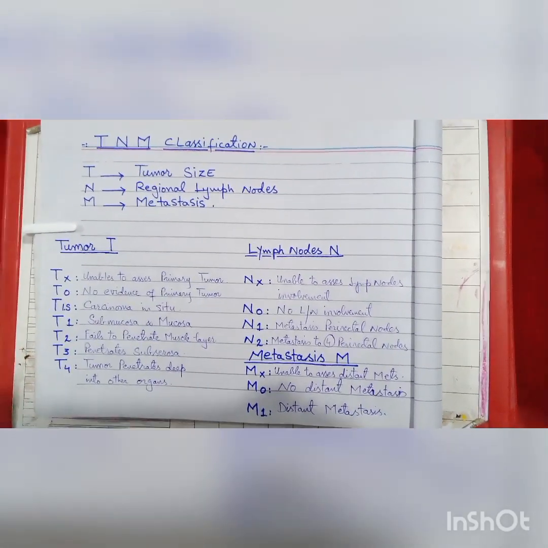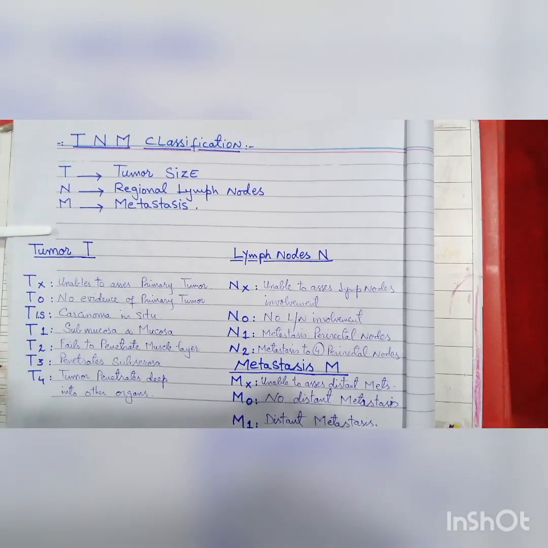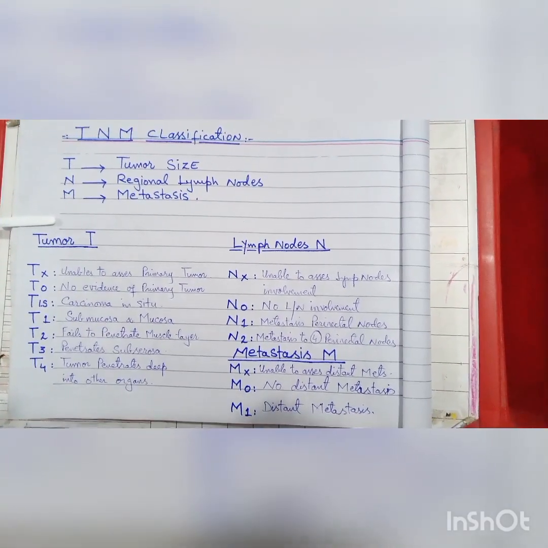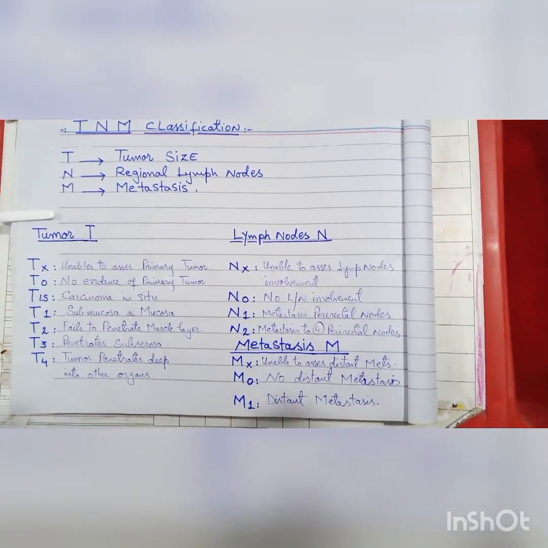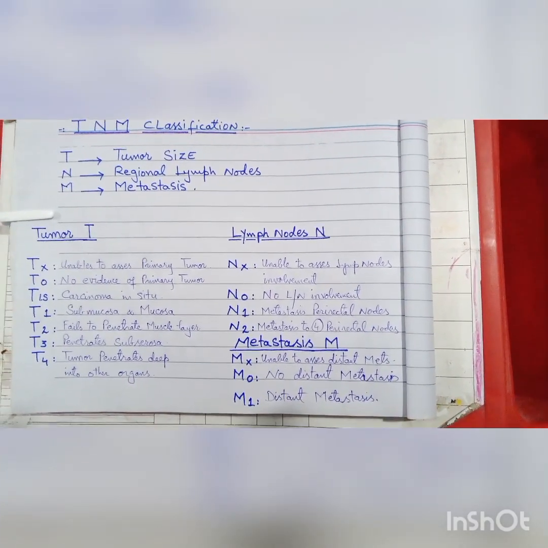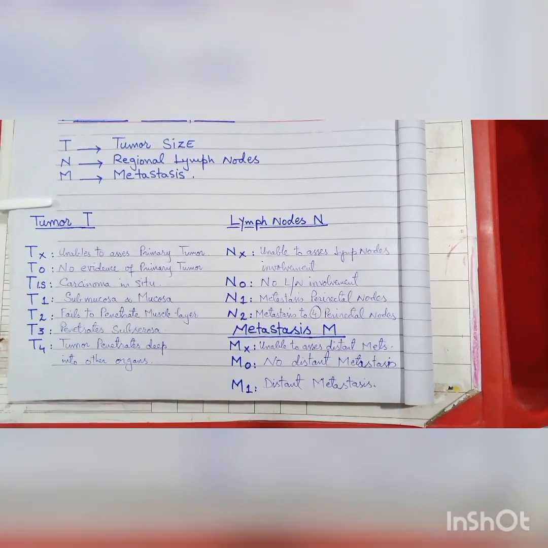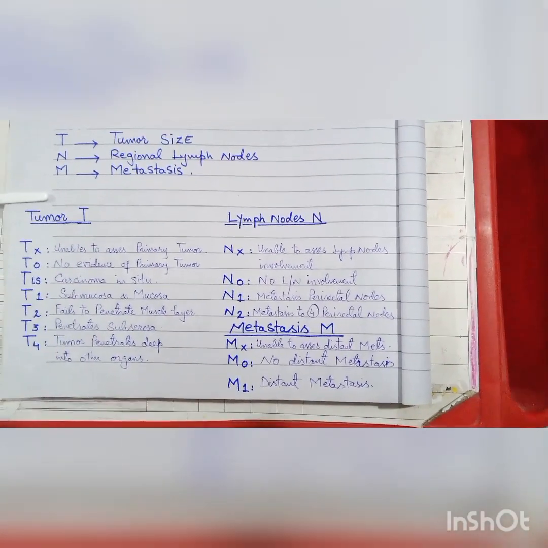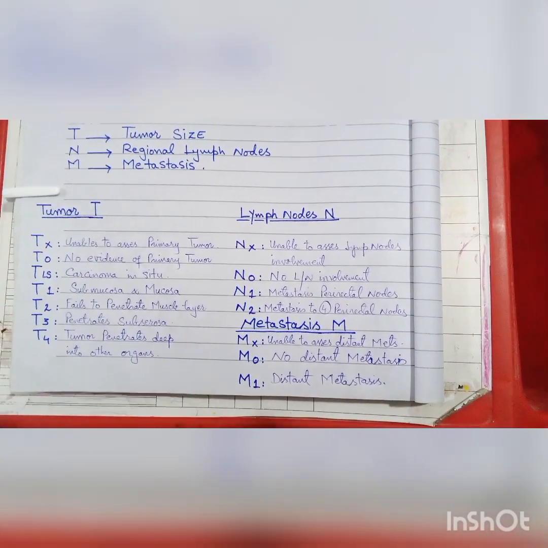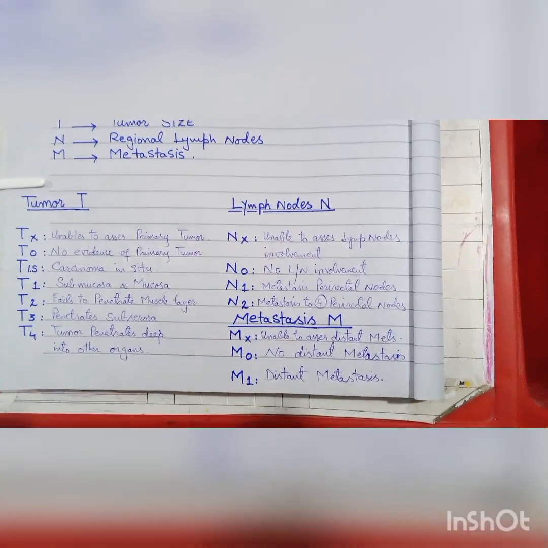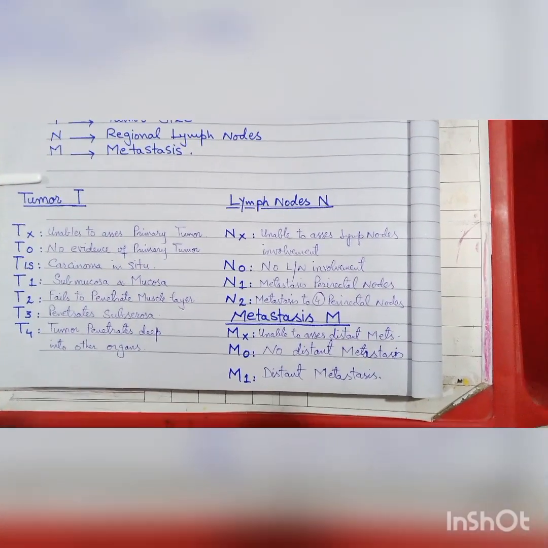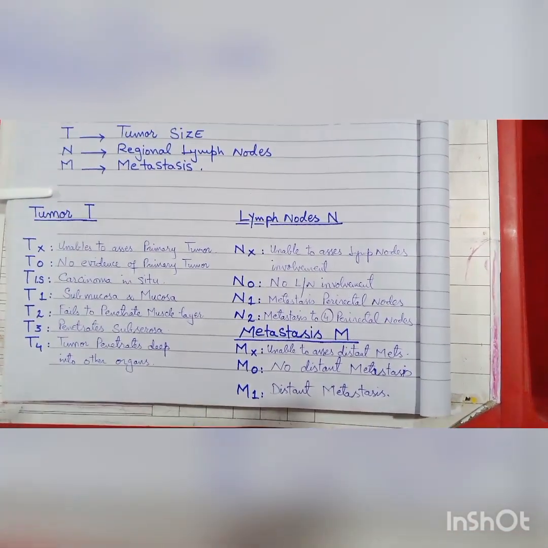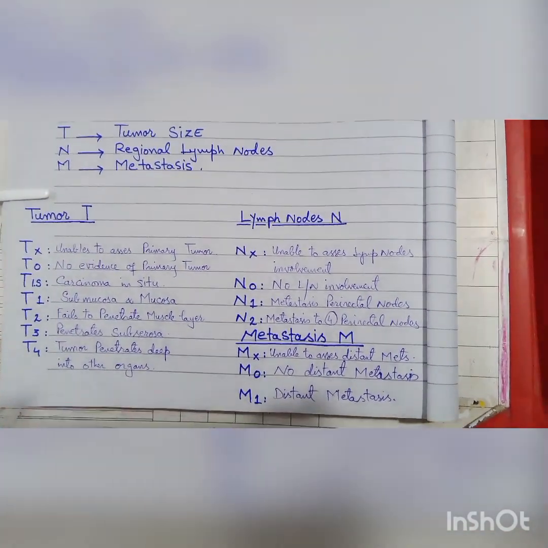Now this is TNM classification. T stands for tumor size, N for regional lymph nodes, and M for metastasis. Students, in tumor size we have Tx, that is, the primary tumor is unable to be assessed. T0, no evidence of primary tumor. TIS, or carcinoma in situ. It means that there is a collection of abnormal cells and it is assessed.